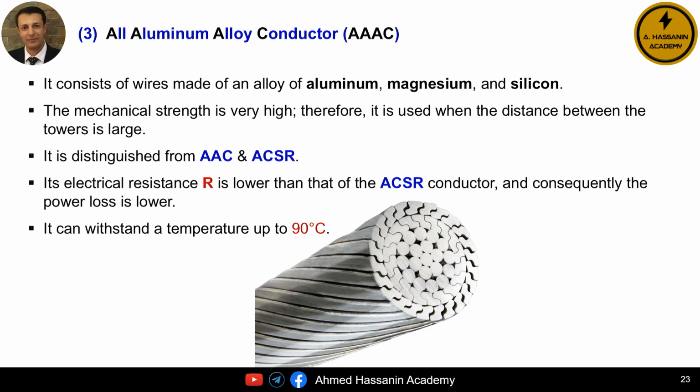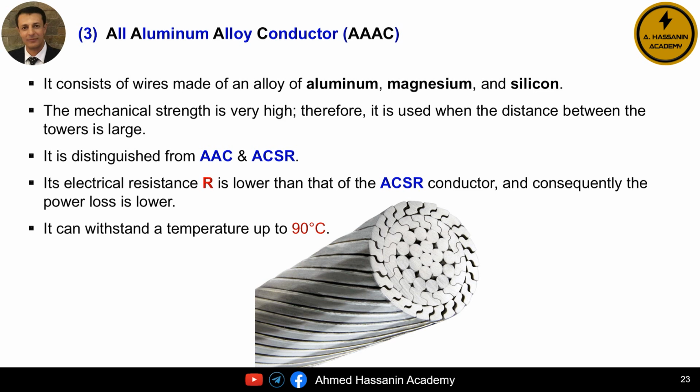The third type of traditional conductor used in overhead transmission lines is the all-aluminum alloy conductor, AAAC. This type of conductor is made from an alloy of aluminum, magnesium, and silicon. The first important advantage of this type which makes it superior to the previous two types, AAC and ACSR, is that it has very high mechanical strength.